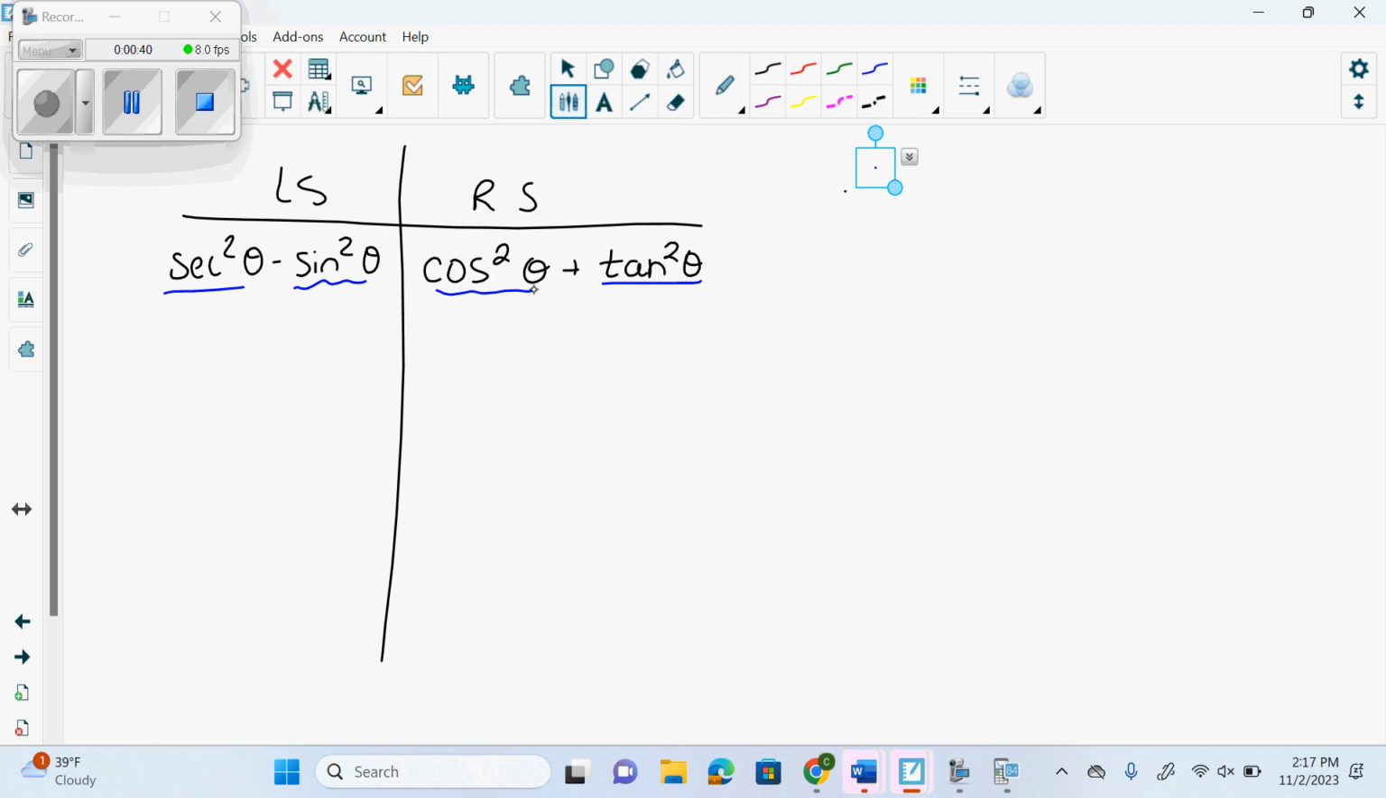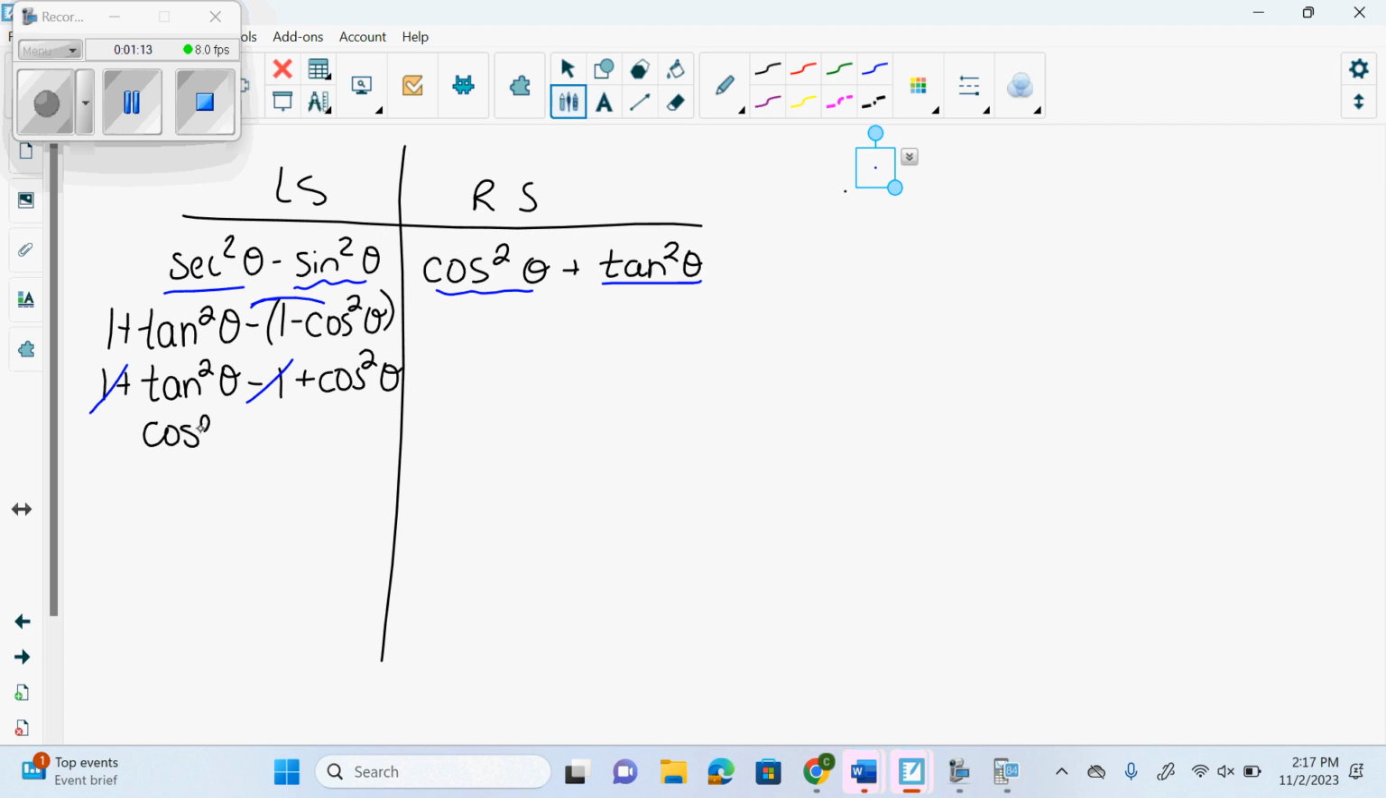So then I'll have tans on the left-hand side, and the sine with the cos one, so I have coses on the left-hand side. So secant squared x is just 1 plus tan squared x, minus sine squared x is 1 minus cos squared x. And then I have to remember to distribute. So I get 1 plus tan squared theta minus 1 plus cos squared theta. The 1's cancel, and it matches. LS equals RS.